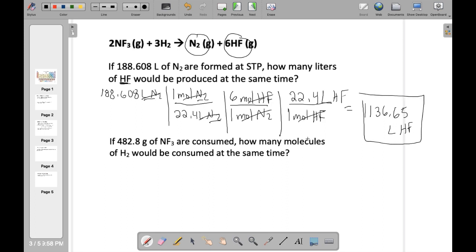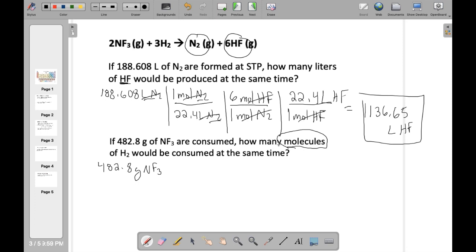Okay. You have 482.8 grams of nitrogen trifluoride are consumed. How many molecules? Aha! They're throwing us for a loop again. Don't they like that? They just love doing that. And this is just going to mess people up, because they're going to look at them and be like, what? I have no idea what they're talking about.